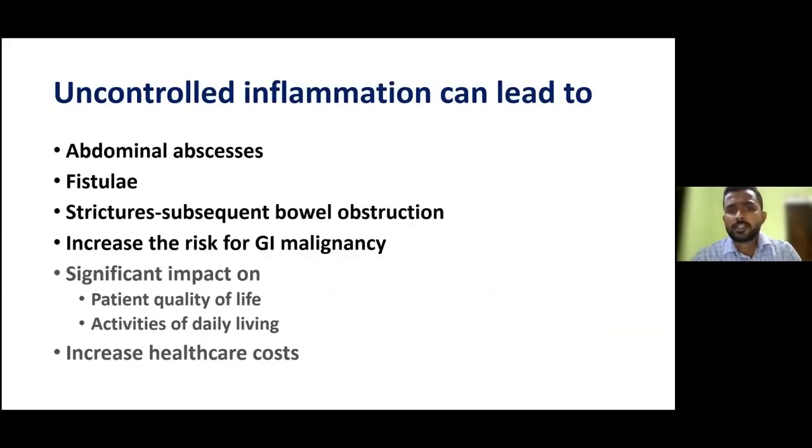So if we let this inflammation to proceed without controlling, it can be associated with dreaded complications such as abdominal abscesses, fistula, and strictures. And also this uncontrolled inflammation can increase the risk of GI malignancies, and it can also significantly impact on patient quality of life, activities of daily living, and obviously it's going to increase the healthcare costs. And therefore, it is very important to identify these patients and manage their inflammation properly.